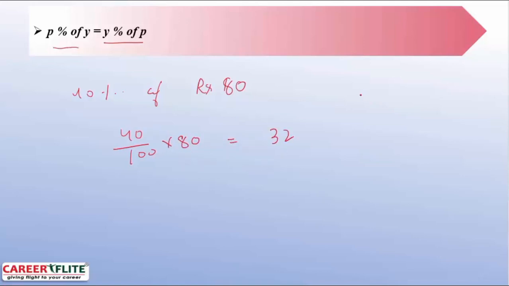Now the next formula given is P percent of Y equals Y percent of P. So let us take an example. 40% of 80 rupees. So here you can write 40 by 100 into 80, we will get 32. Similarly, if you take 80% of 40, we will get the same value. So when it is given P percent of Y, we can also write this as Y percent of P.